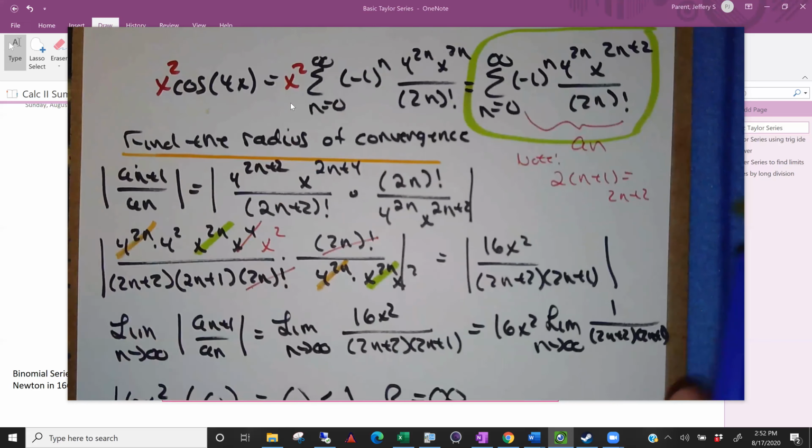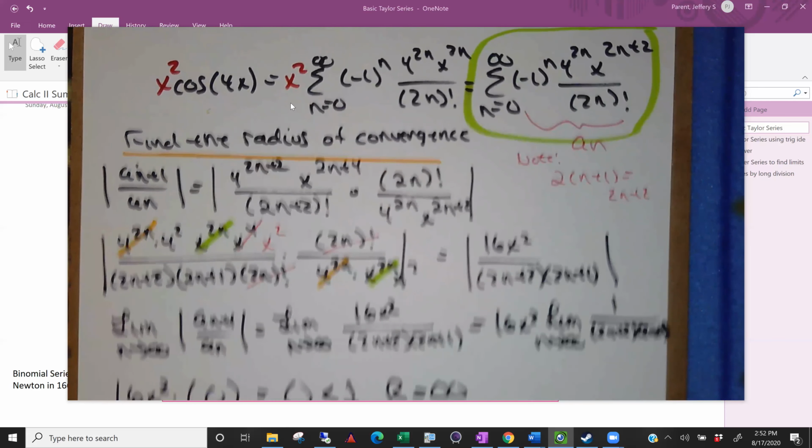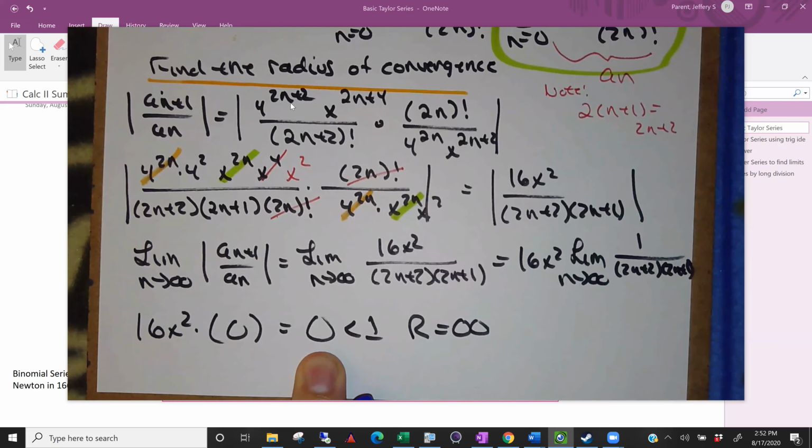And then the second part was just to find the radius of convergence. When you do this ratio test and get 0, so it's independent of x, that means your radius of convergence is infinity. It converges for everything. It doesn't matter what x is, this is going to 0. Your series is going to converge. So that's kind of cool.